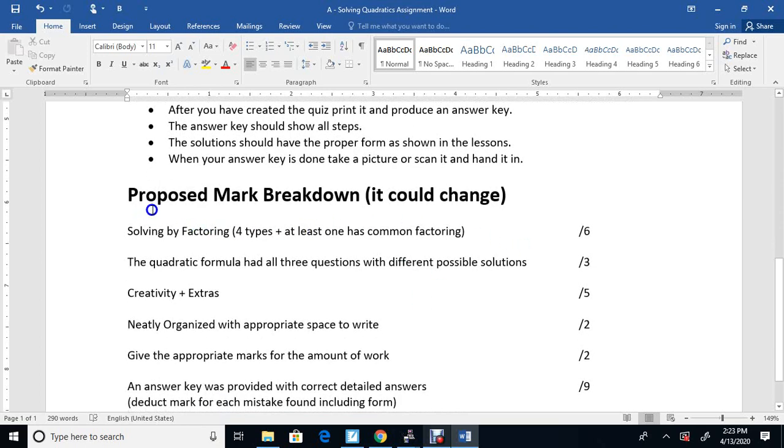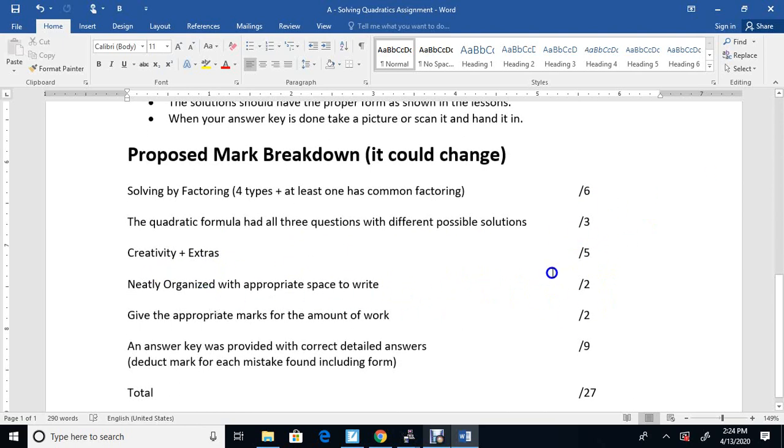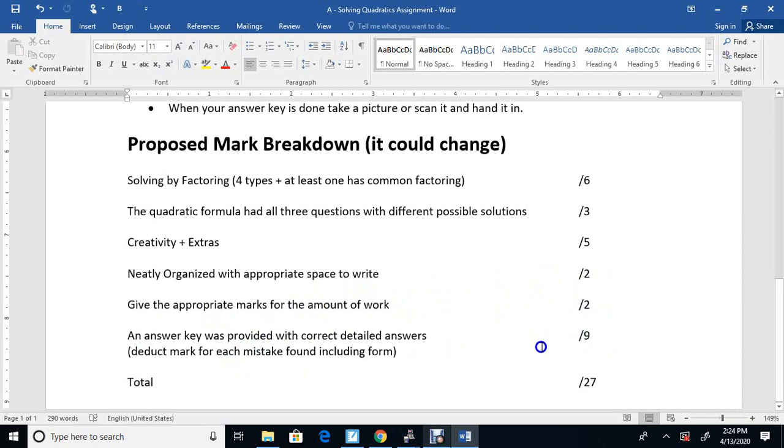Okay, here's how I'm going to mark. This is a proposed mark breakdown. I may change it after marking some, so it'll benefit you. First, there are going to be 6 marks for those solving by factoring, including the 4 types and at least a common factor. Then there are 3 quadratic formula ones, 3 marks for that. Creativity and extras, 5 marks. Neatly organized with appropriate space to write your answers, 2 marks. Appropriate marks for the amount of work, 2 marks. And finally, the answer key is 9 marks.